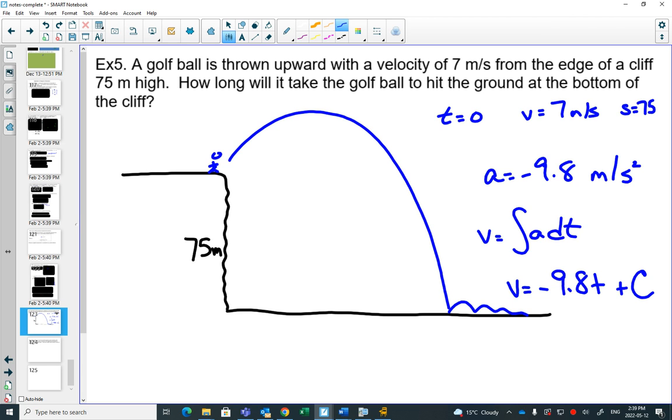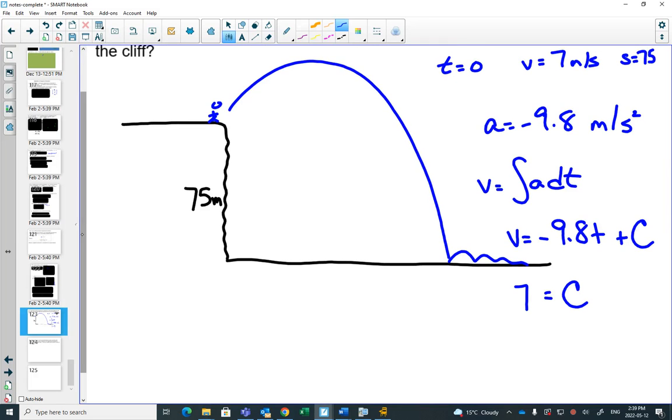And since we know our initial velocity is 7 when time is 0, we get that our c value is 7. So now we have an equation for velocity, that the velocity is negative 9.8 t plus 7. Integrating this again, we'll get our displacement.